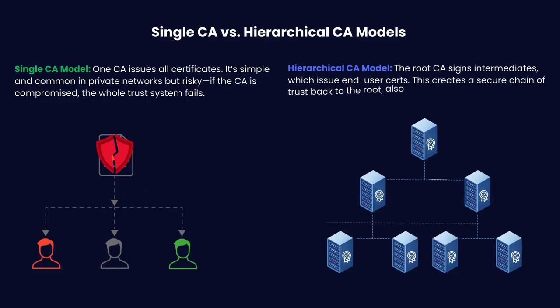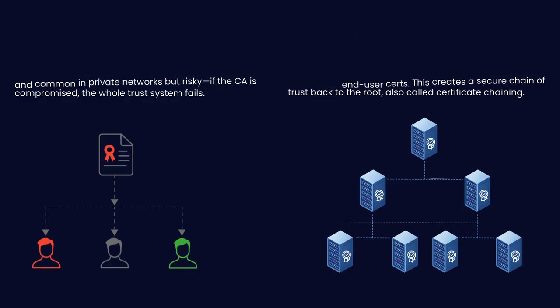And then you have the hierarchical CA model. This is what most third-party CAs use. The root CA signs intermediate CAs, and those intermediate CAs sign end-user certs. That way the root stays locked down and secure. Plus, different intermediates can issue certs for specific purposes, like one for email, another for web servers, and so on. This setup creates a chain of trust. Every cert can be traced back up to the root. This is called certificate chaining.